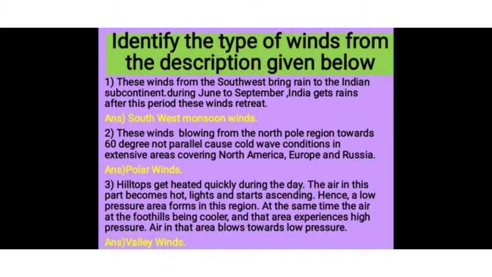Hilltops get heated quickly during the day. The air in this part becomes hot, light and starts ascending. Hence, a low pressure area forms in this region. At the same time, the air at the foothills being cooler, that area experiences high pressure. Air in that area blows towards low pressure. Answer: valley winds.